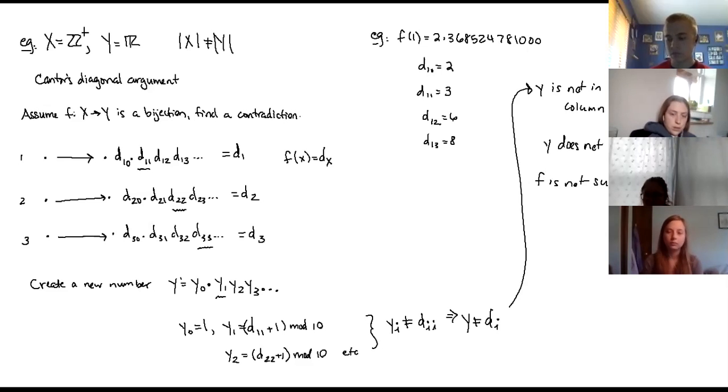Do we see why F is not surjective? Y is not in the right-hand column. Y does not have a preimage, so F can't be surjective. Do I have a contradiction? Go back to the beginning of my proof. Do I have a contradiction? What did I assume? And why can I write my handy dandy contradiction symbol here? What did I assume that I have contradicted?